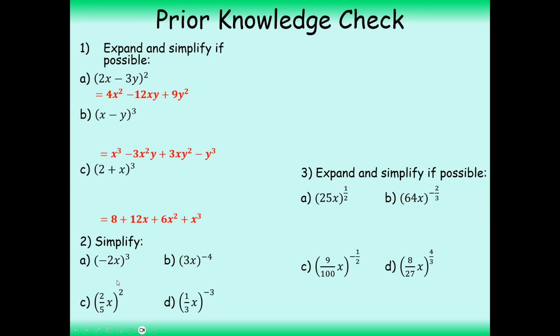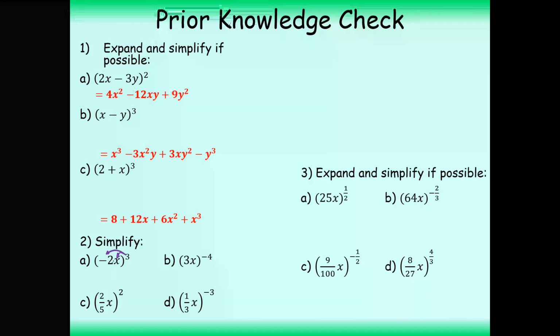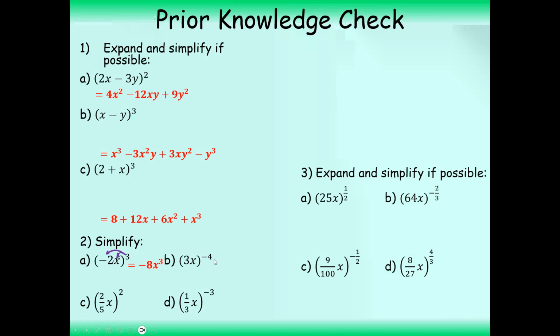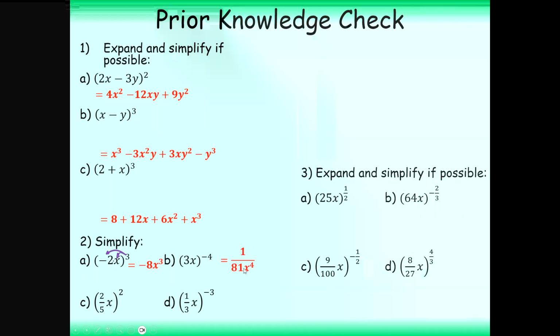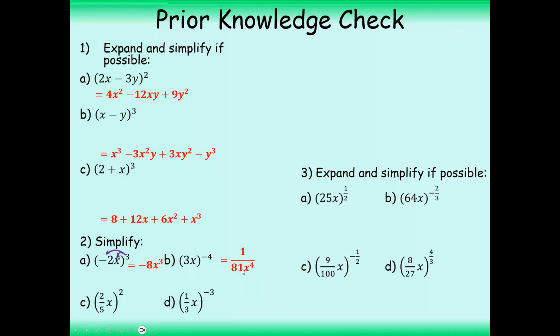And for question two, you just have to be sure to know your index laws. Here, the power of 3 will be distributed to whatever is inside the bracket here, because there's a times sign between those two. Minus 2 cubed is minus 8, so that would be the answer there. And 3 to the power of minus 4, you could write it in the denominator with the 3 to the power of 4, which is 81. That's why we get a reciprocal of that because of the negative power.